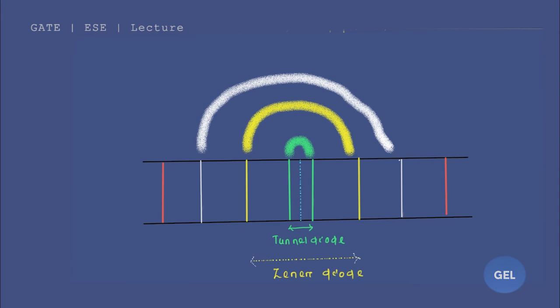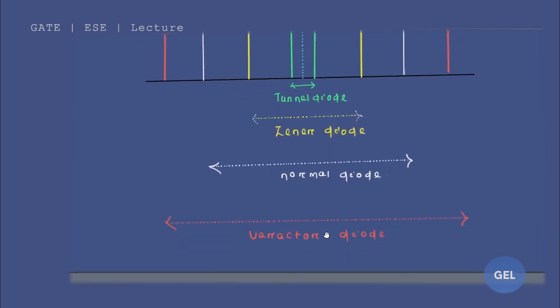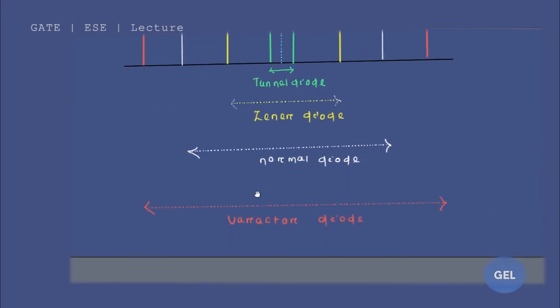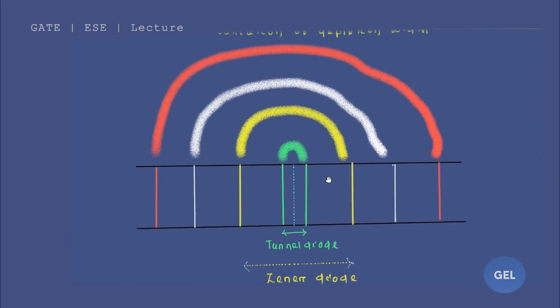Now if you increase the depletion width further, that will be nothing but a varactor diode. That will be nothing but the case of a varactor diode. Now the variation of depletion width is like this. I made this to make you understand through colors.